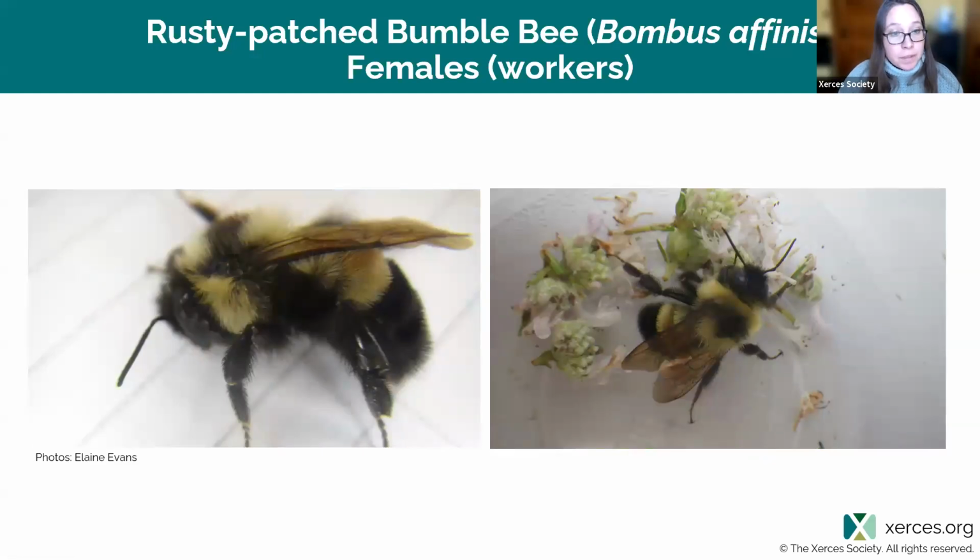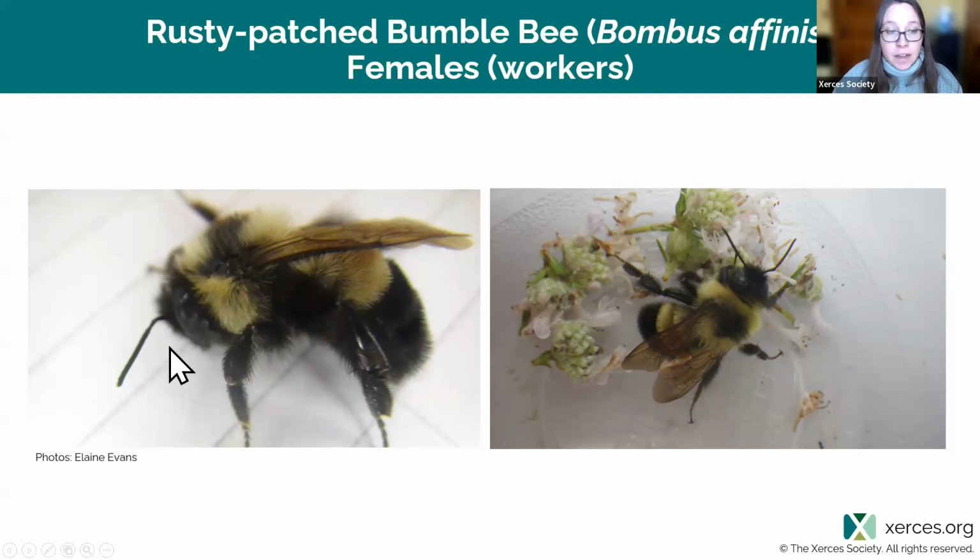Just a few more examples of rusty patch bumblebee workers. From this profile view of this bumblebee, you can clearly see some of the patterning that we couldn't see in those photos I just showed you, namely the dark hairs underneath the wing joints. From this angle, you can really see that this bee has some dark hairs, right? That's not just a shadow. The hair colors themselves are black underneath those wings.